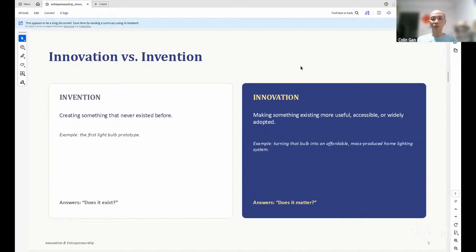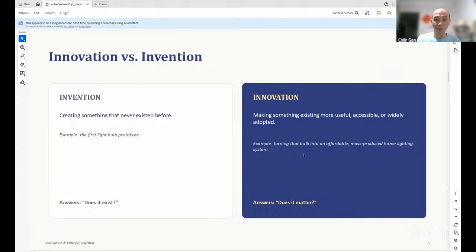Okay. Then innovation. Innovation is you need to answer the question: does it matter? Okay, are you making something more useful, more accessible, or more widely adopted? Okay, so just now invention, we talk about light bulb. Now we talk about turning the bulb into something that is highly affordable. You can mass produce it, and the whole world can use it. Okay, so it's no use if you can only make one light bulb and only you can use it and nobody else can use it. Then it's not called innovation. It must be something that you can make in a huge scale and benefit a lot of people. Yeah, that's the meaning of innovation.